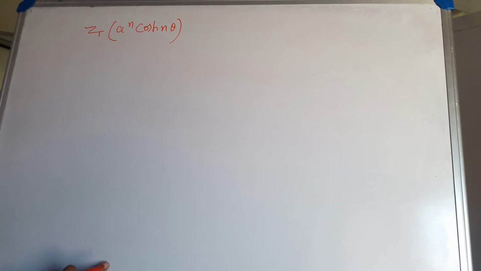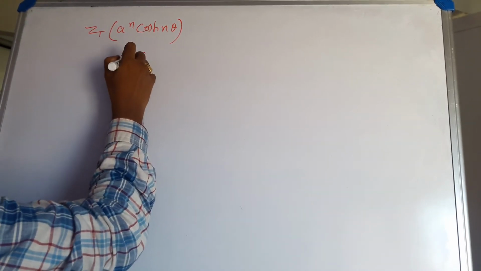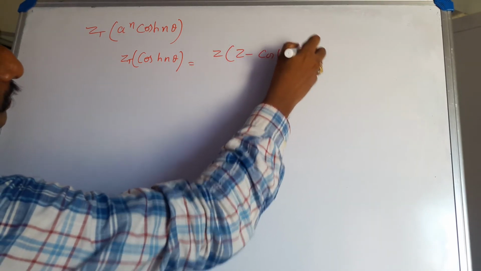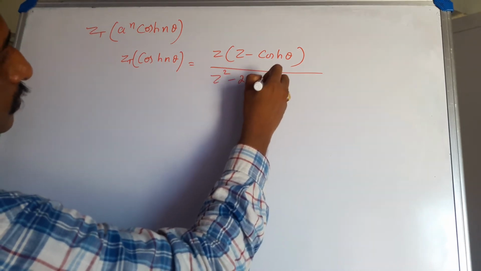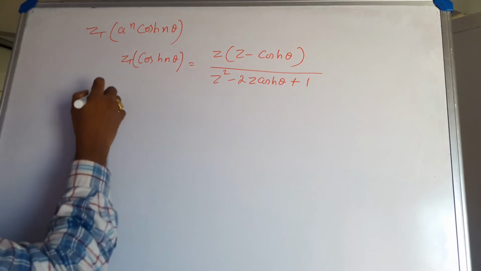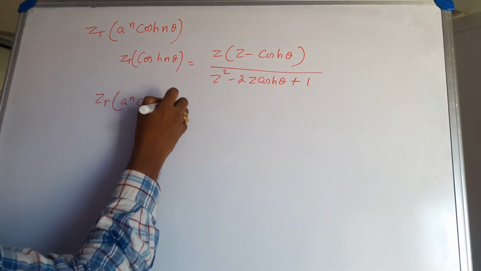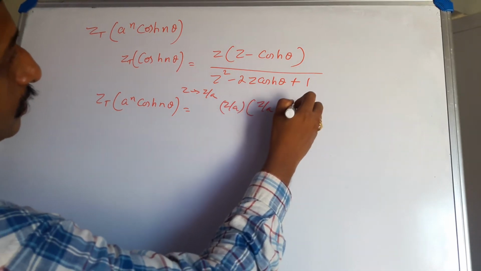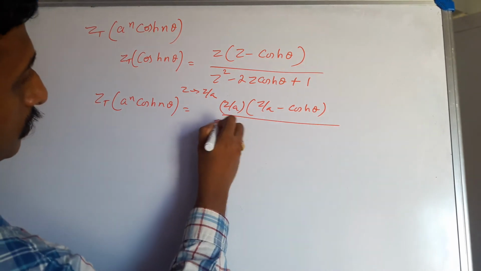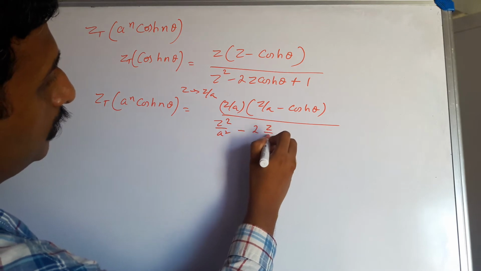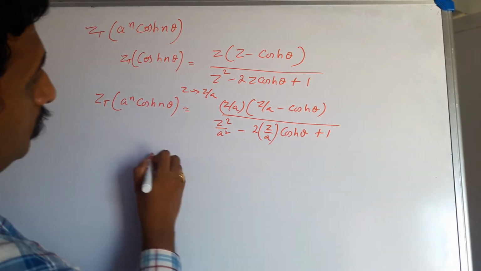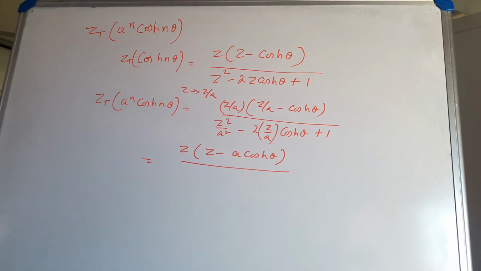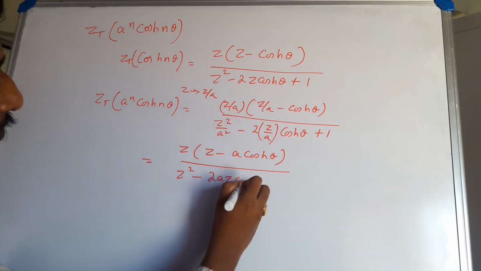Okay, let us see the z transform of a power n cosh n theta. The z transform of cosh n theta is z into z minus cosh theta divided by z square minus 2z cosh theta plus 1. Now for a power n cosh n theta, replace z by z by a. So we get z by a into z by a minus cosh theta divided by z square by a square minus 2 z by a cosh theta plus 1. Now if you simplify this, you get z into z minus a cosh theta divided by z square minus 2az cosh theta plus a square.